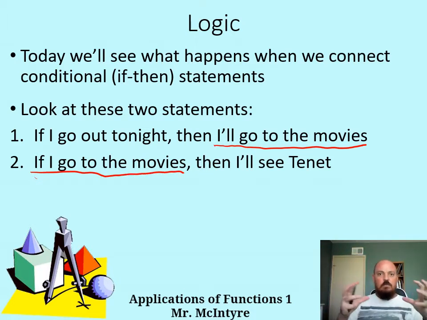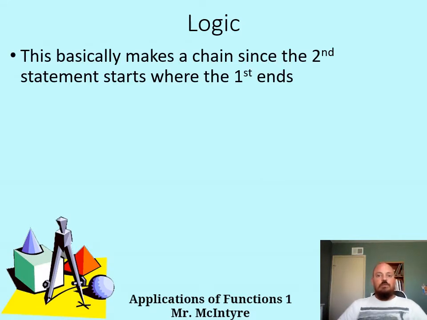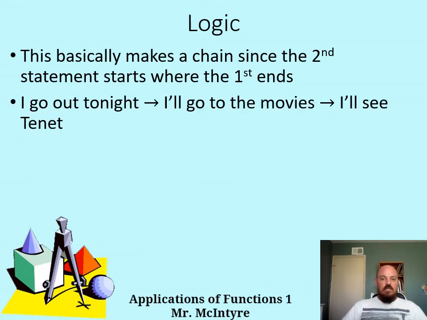We want to talk about looking at different if-then statements that can be connected because one of them ends where the next one starts. So basically, we're going to make a chain. Instead of having two separate statements, we're going to connect them and make one statement. And I said in the notes, the reason we can do that is because the second one starts where the first one ends. So if I make a chain, I can go from step one, if I go out tonight, then step two, I'll go to the movies. And then if I go to the movies, then I'll go see Tenet.